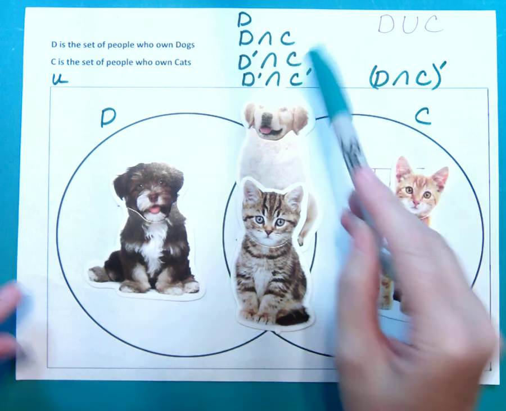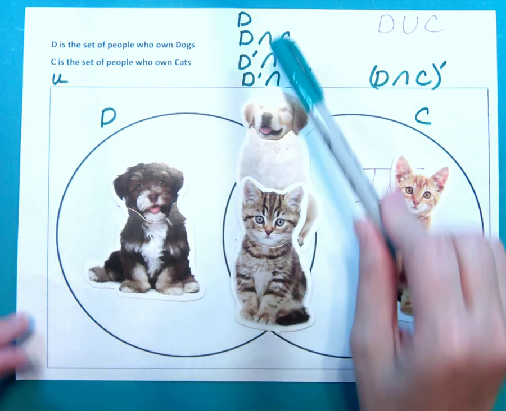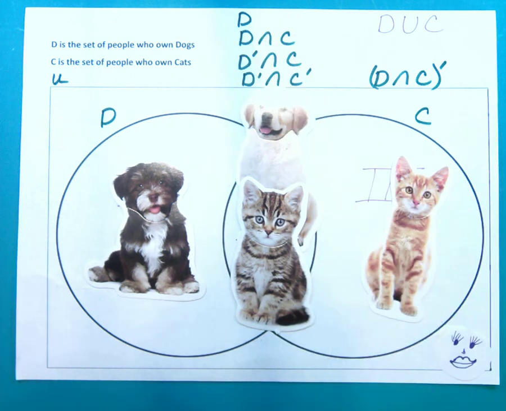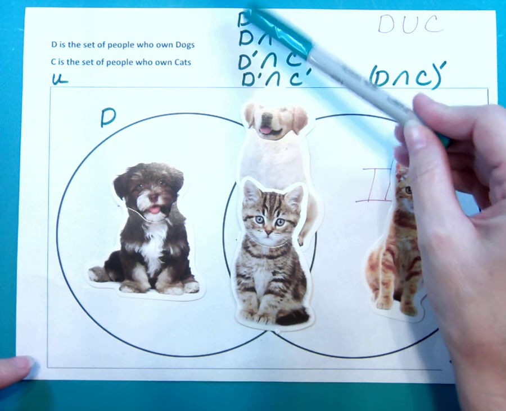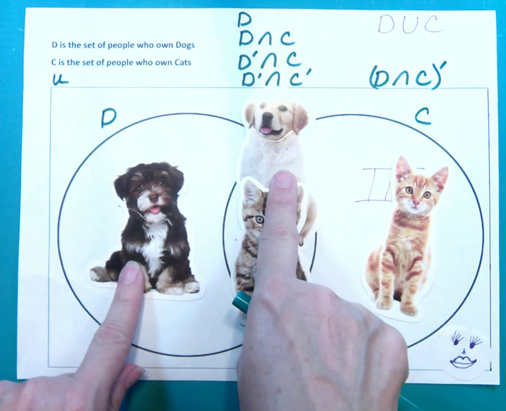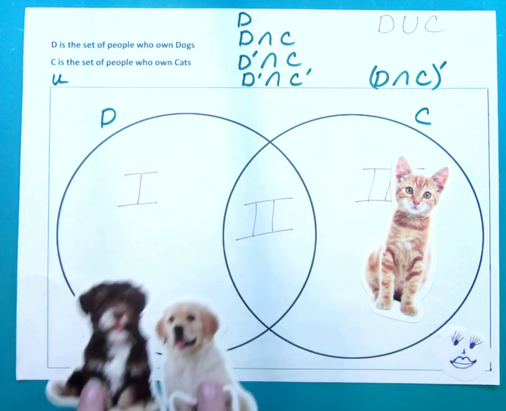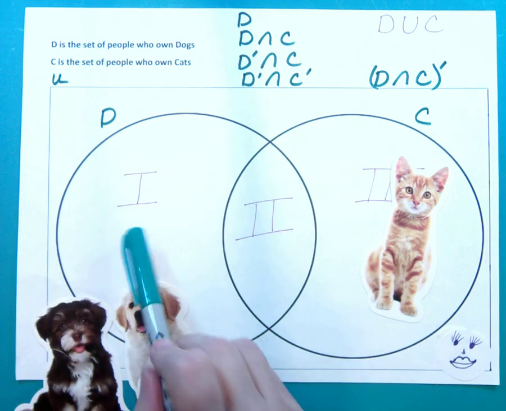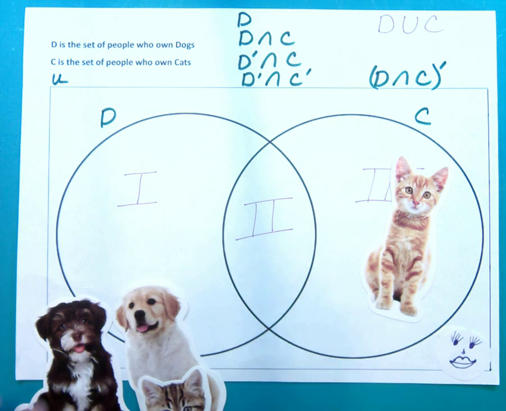Let's look at, if I ask you to find the region or regions that represent set D. Set D would be all the people who own dogs. They would be found in regions 1 and region 2.